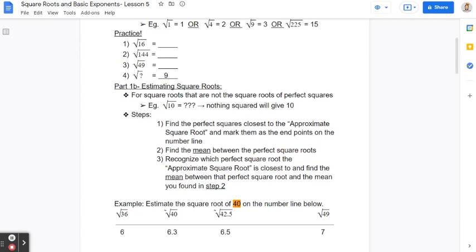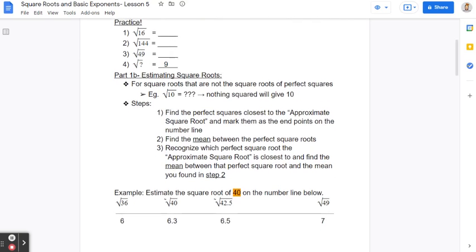First, you have to find the perfect squares closest to the approximate square root, and you have to mark them as the endpoints on the number line. So this tells you that we're using a number line. Then you have to find the mean between the perfect squares, and we talked about mean in lesson 1. And finally, you have to recognize which perfect square root the approximate square root is closest to and find the mean between that perfect square root and the mean you found in step 2. So we're going to be doing some examples so that you better understand what these steps mean. I know they're kind of wordy right now, but they're pretty easy.